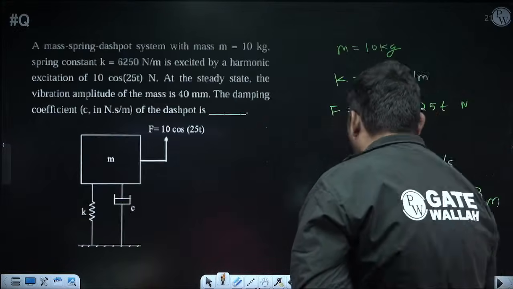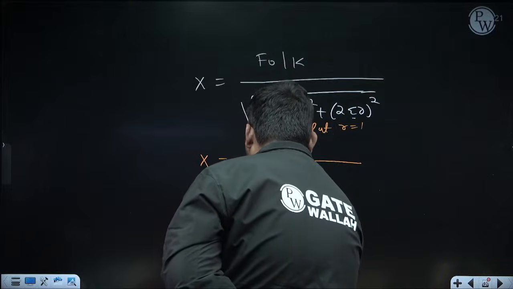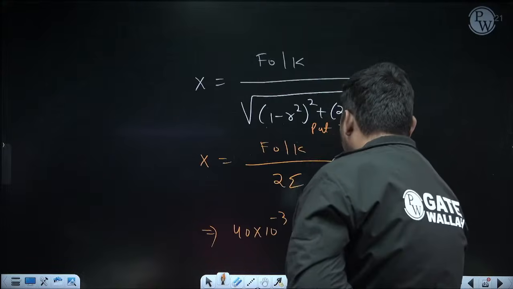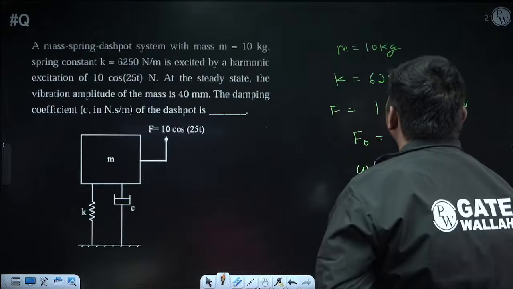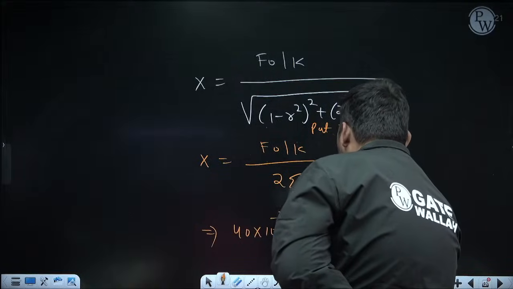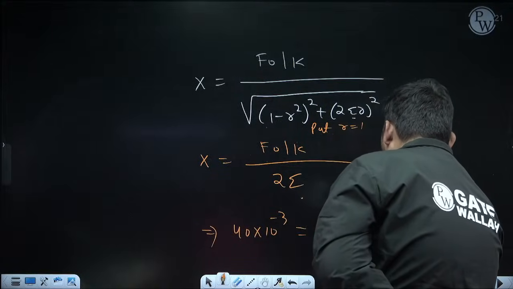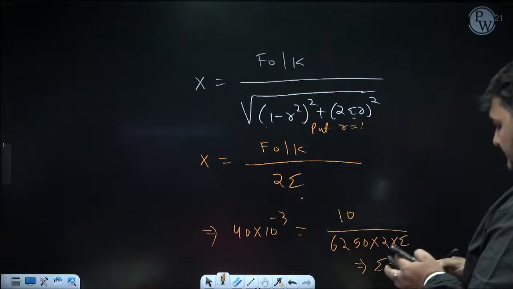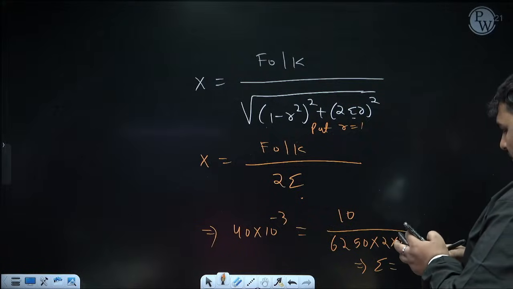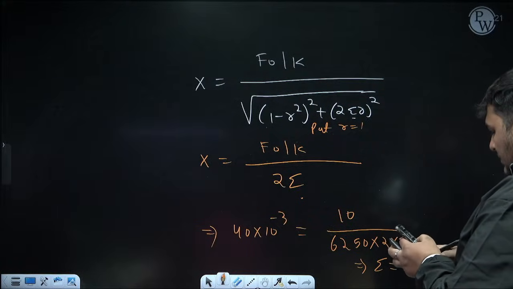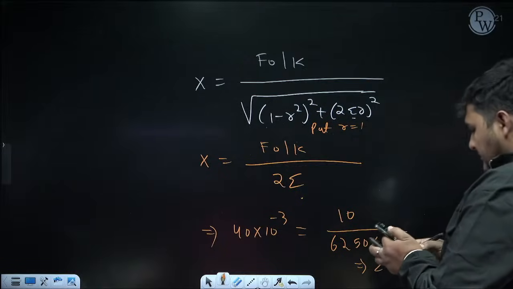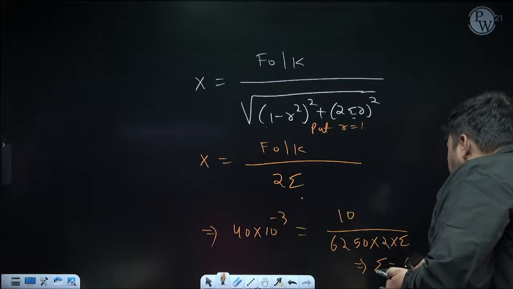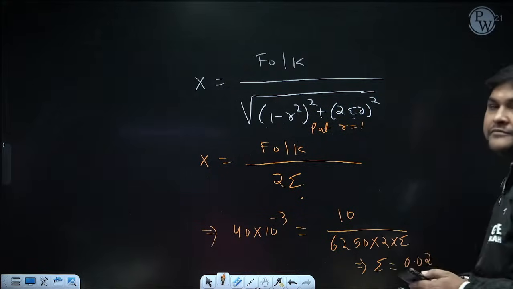Now I am putting the other values. Capital X is 40 into 10 to the power minus 3 meter. I am using SI units. Equal to F naught, 10 Newton, divided by K, 6250, into 2 into zeta. So in this equation only one unknown, zeta, is coming, so we can calculate zeta. How much is it coming? 10 divided by 6250 into 2, this part will come to the below side. Zeta is coming 0.02. You can check.